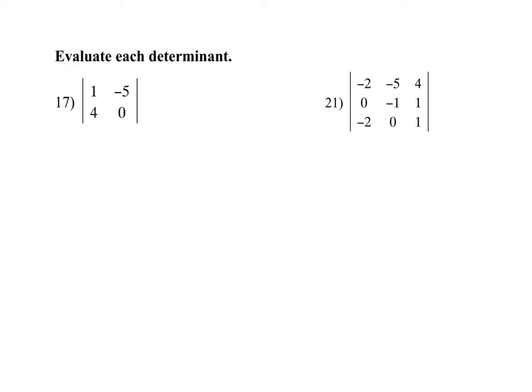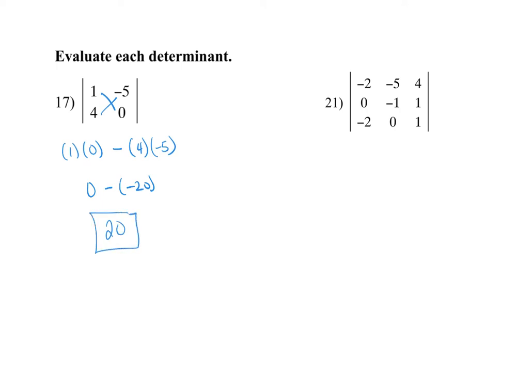All right, so 2 by 2s are really simple if you will just remember it as subtraction. That's like the biggest problem: when people run into negatives, they forget they're subtracting. So I am multiplying the first diagonal. I would say 1 times 0 minus what happens when I multiply my second diagonal, 4 times -5. So I have 0 minus a -20. My answer here is +20.